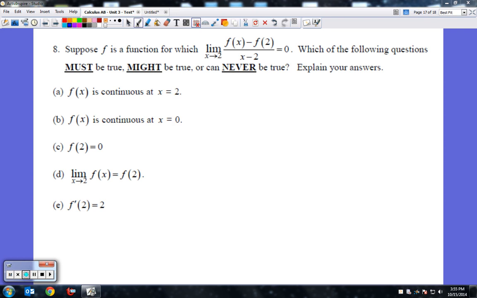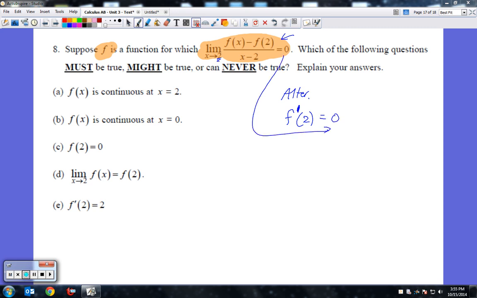Alright, so let's look at number 8. It says, suppose f is a function where this is equal to 0. It's basically saying this is the alternative form. If it's the alternative form and it's looking at 2, it's saying f prime at 2 is equal to 0.